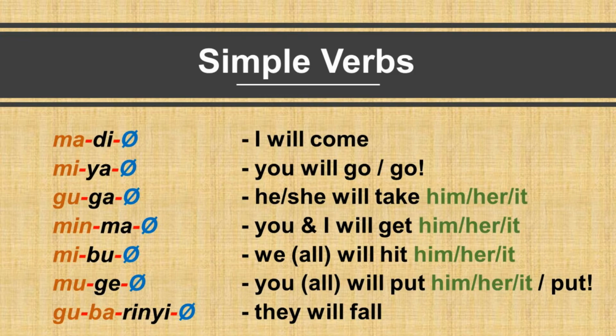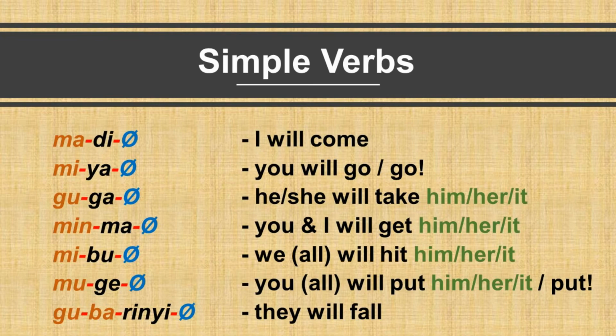So I will come is Madi. You will go is Mia. And the future tense also works as an imperative form. So you can say Mia, that means go. Guga is he, she will take him, her, or it. Minma is you and I will get him, her, or it.